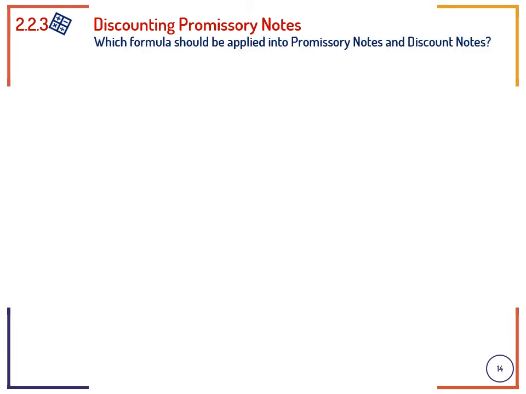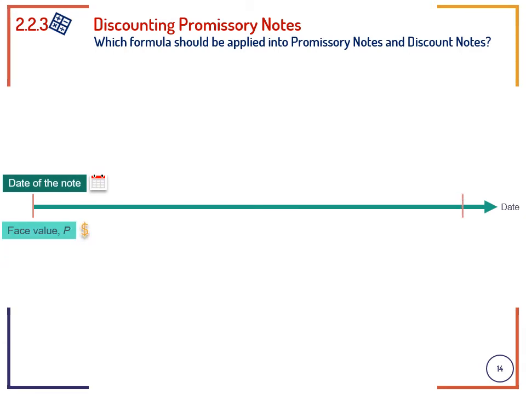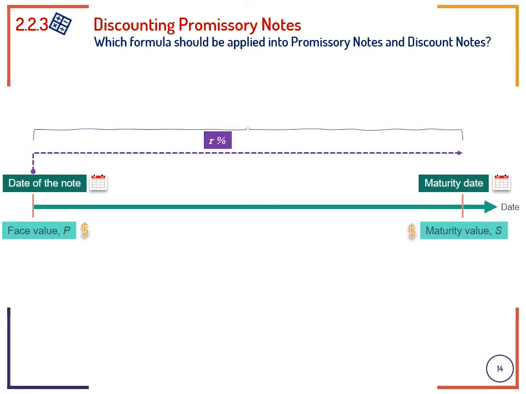Which formula should be applied to promissory notes and discount notes? Look at this timeline. For a promissory note, from the date of the note until the maturity date, for a given simple interest rate, the formulas that should be applied include I equal to PRT, S equal to P plus I, and S equal to P(1 plus RT).